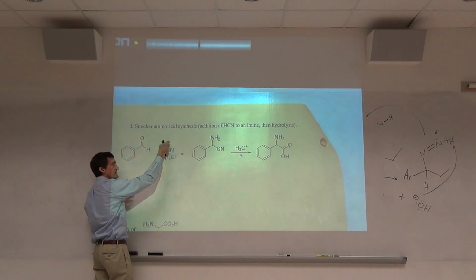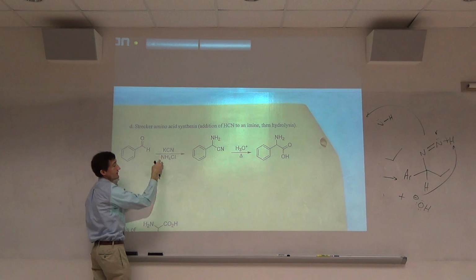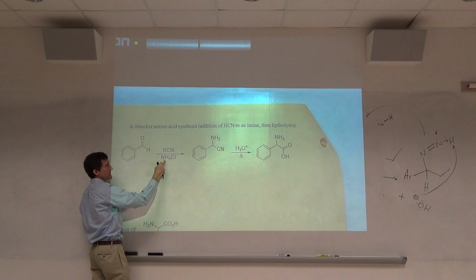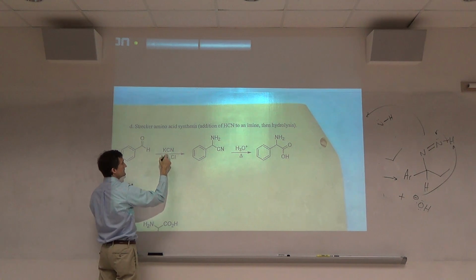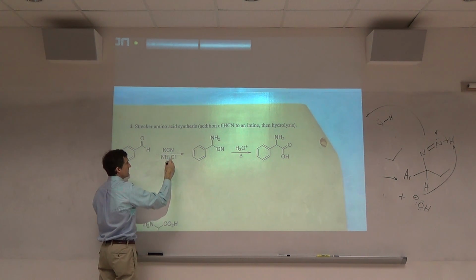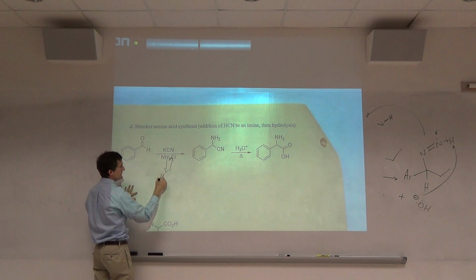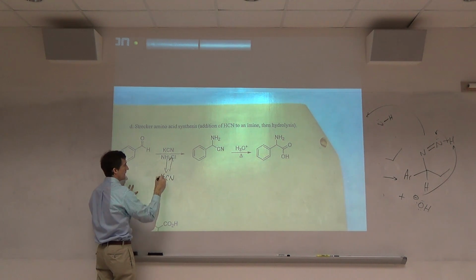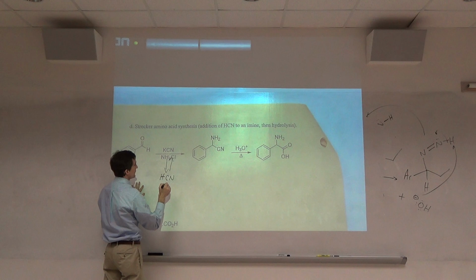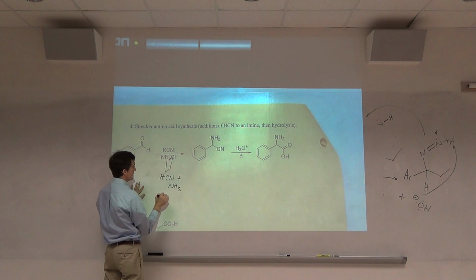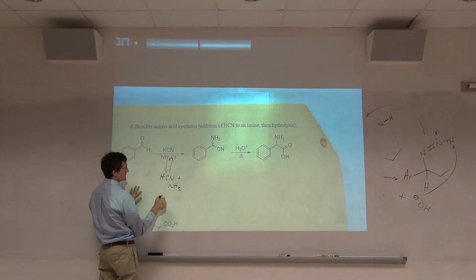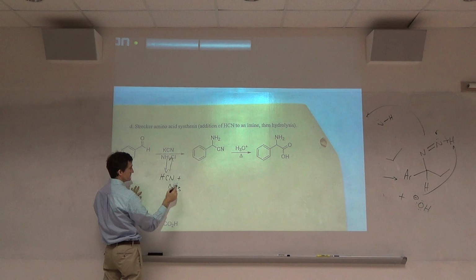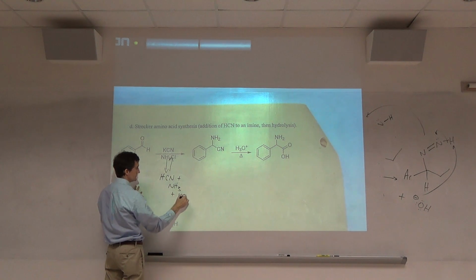Well, this sets up an equilibrium. You've got CN minus and an H plus source. These can react in equilibrium to form HCN plus ammonia plus, what else? We want to show this just as alternatives. KCl.